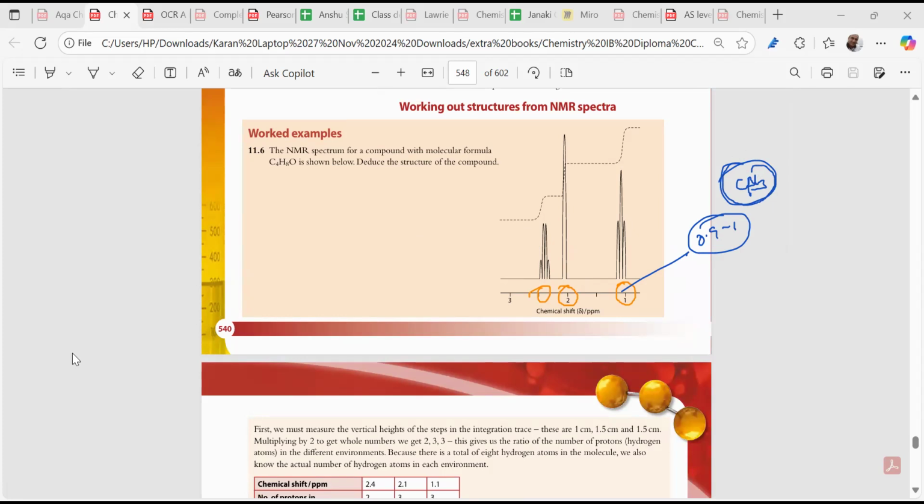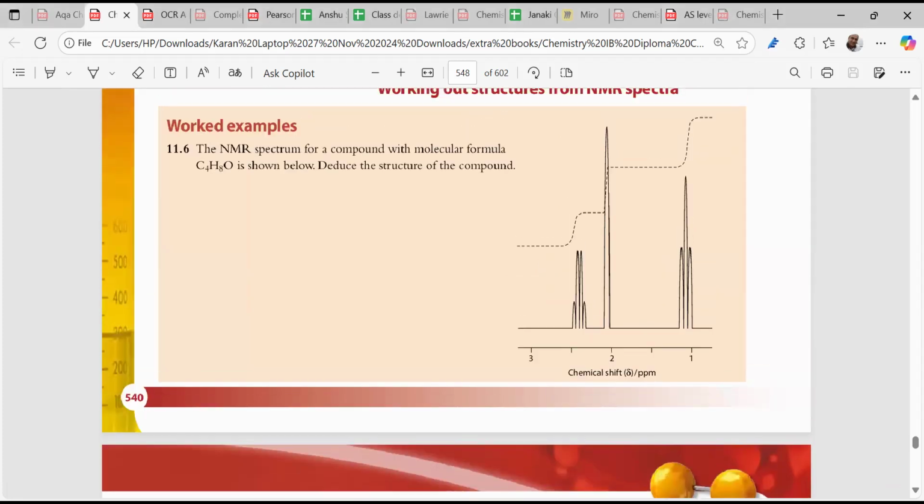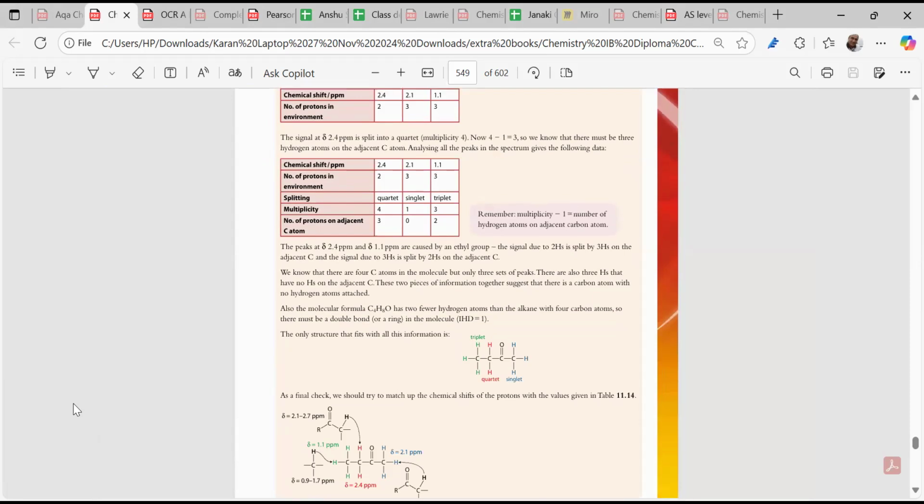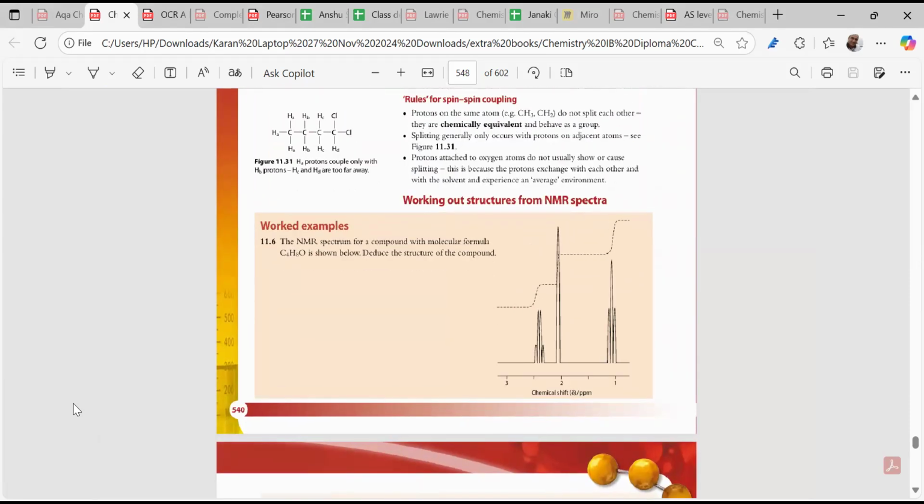So now we're getting an idea, right? We're getting a chemical shift of around 2, 2.1, where there is no splitting. Can you see this? Is there any splitting? First tell me. No, there's not.